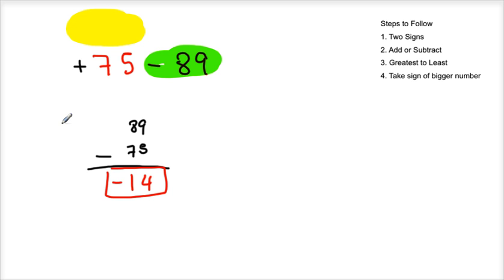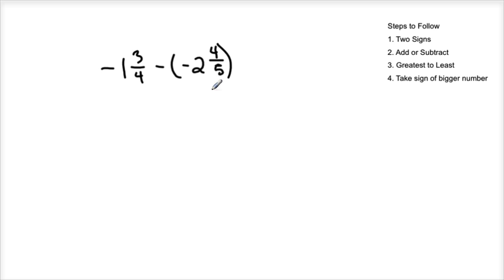Alright, one last quick example. And we're going to change this one up. So rather than having integers, we're going to have some rational numbers here. Now these work exactly the same way. You want to use the same exact rules. Okay? I want two signs. Again, there's three signs here. I have 1, 2, 3. I don't want that. I only want two signs. So I want negative 1 3/4 and add or subtract 2 4/5. Well, a negative times a negative is a positive. So negative 1 3/4 plus 4/5.